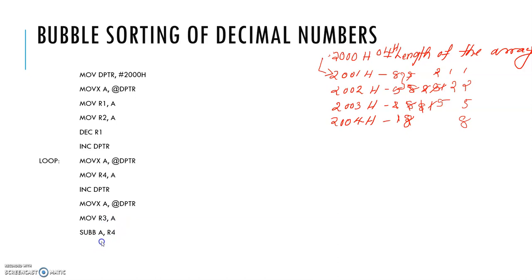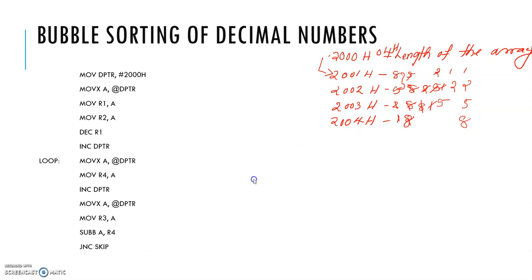So we subtract, SUB A comma R4, that is A minus R4, the first subtraction. The first number, the number 8, is in R4 register, and second number is in accumulator register. When we do A minus R4, we are doing 5 minus 8. So when we subtract, we will have a carry because 8 is greater than 5.